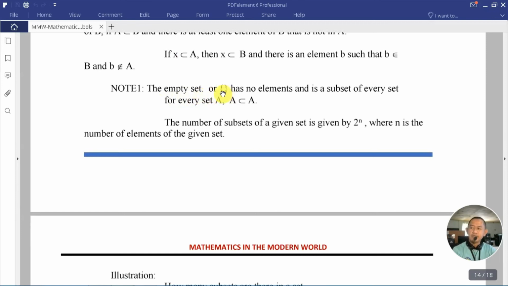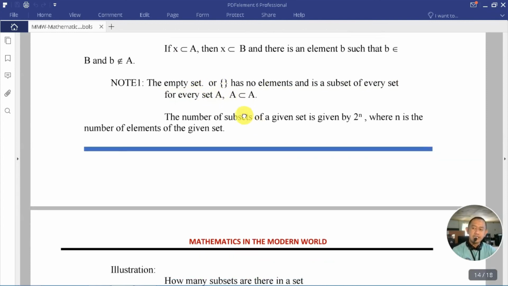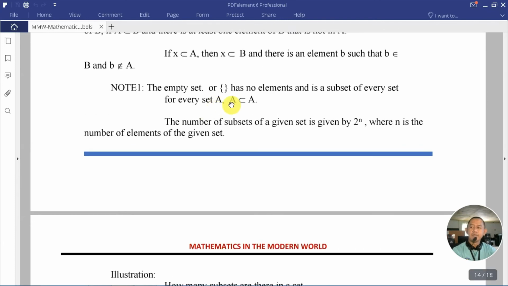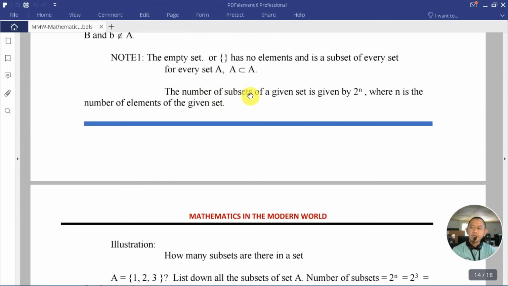So the empty set, or the symbol with no elements, is also a subset of every set. So meaning kanang empty set still is a subset of that set A. For example, like this one, A is a subset of itself. The number of subsets in a given set is given by 2^n, where n is the number of elements of a given set.